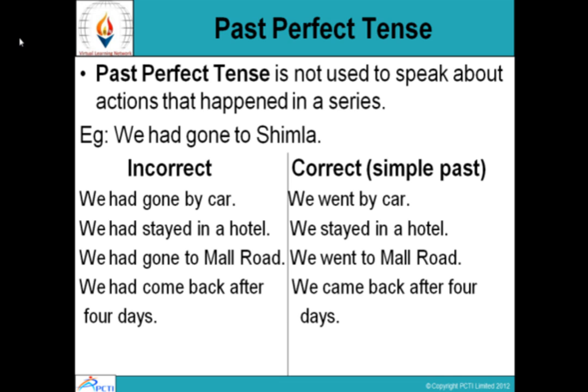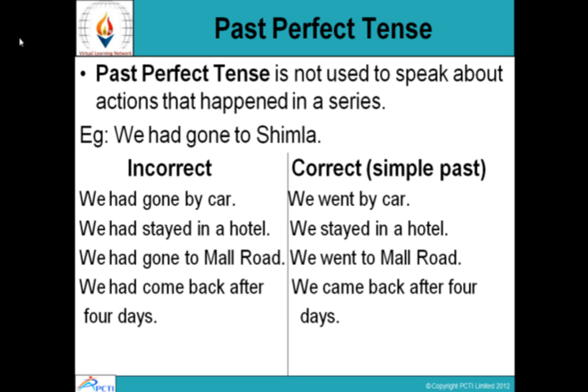Example, we had gone to Shimla. So, here we are going to speak a series of sentences. We are going to talk about our trip. So, first thing we did was we went. And that sentence we can say in past perfect tense. We had gone to Shimla. With past perfect tense, you can also tell the time. We had gone to Shimla last month. This was the first step of the series. So, we can say this sentence in past perfect tense.